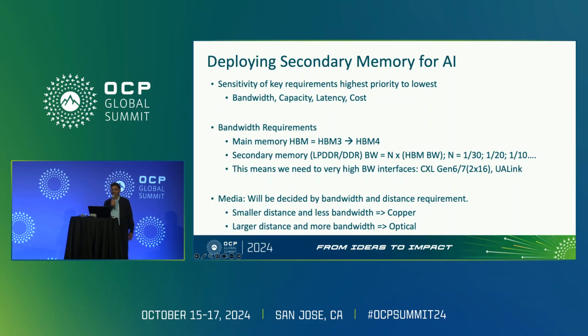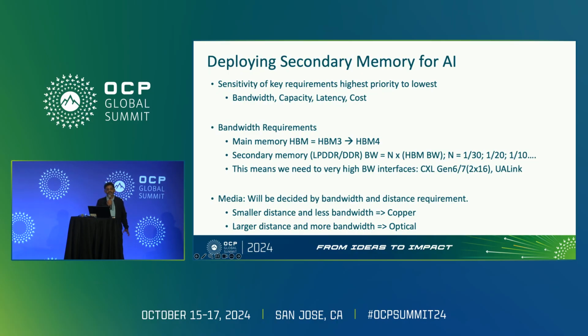So I think Manoj's slide talked about the key priorities, right? So for me, I think the bandwidth is extremely important. Capacity immediately comes after that, and then the latency and the cost. Whereas if you look at the CPU server, maybe the priorities are different. You are more sensitive to latency, to the cost, and bandwidth and capacity may not be that important, right?